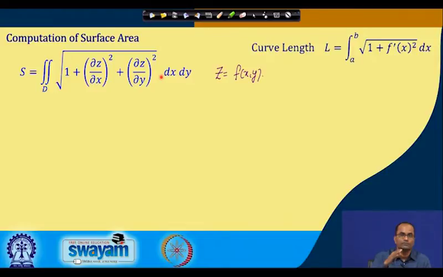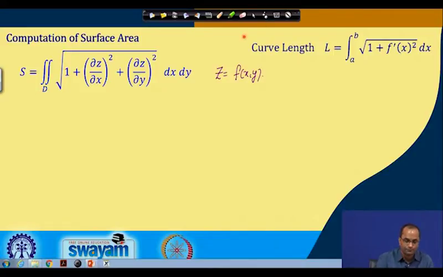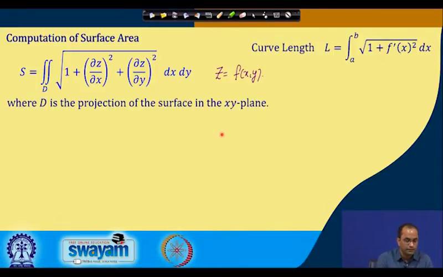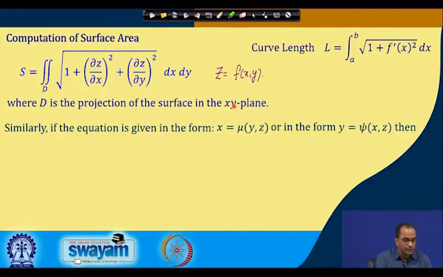This domain is nothing but the projection of the surface in the xy plane. So, we have some surface given over the z axis, and if we project that surface into the xy plane, then D will be exactly that domain in the xy plane. So, D is the projection of the surface in the xy plane.